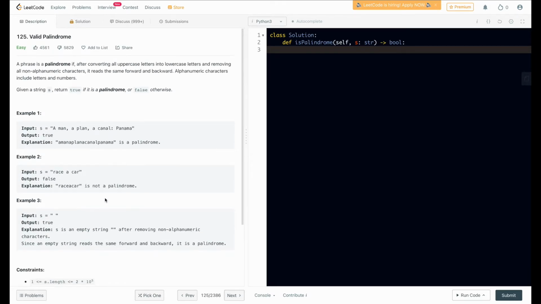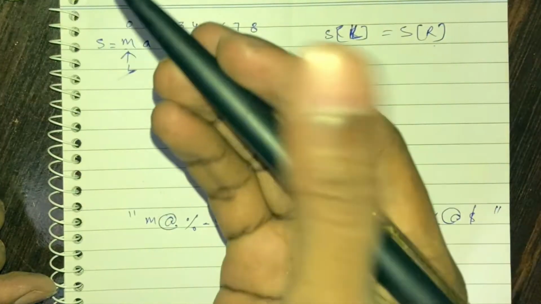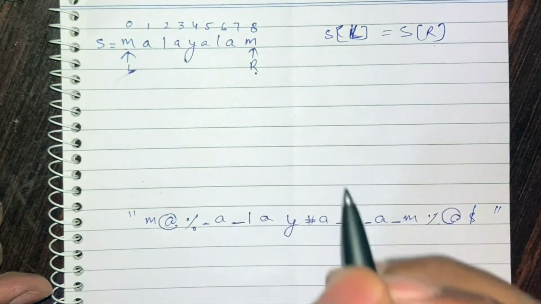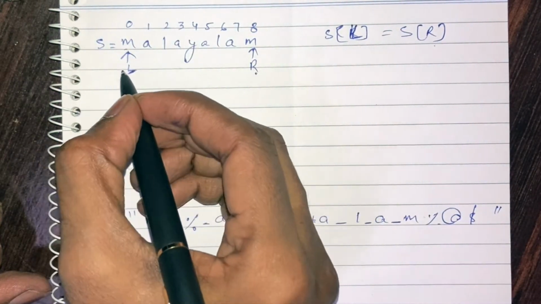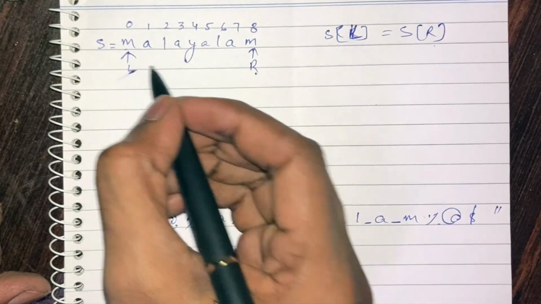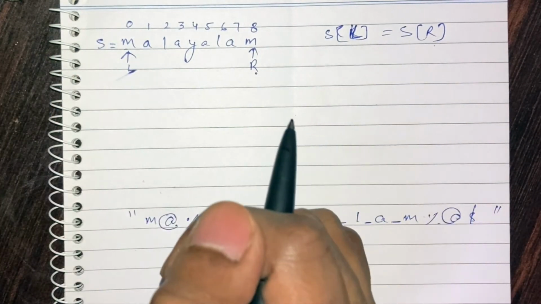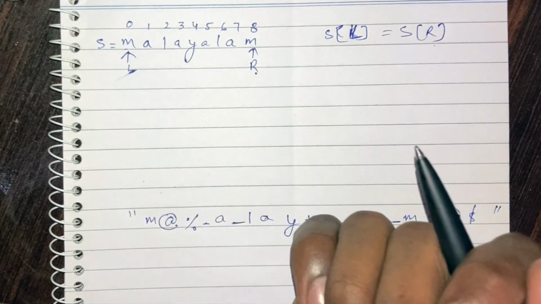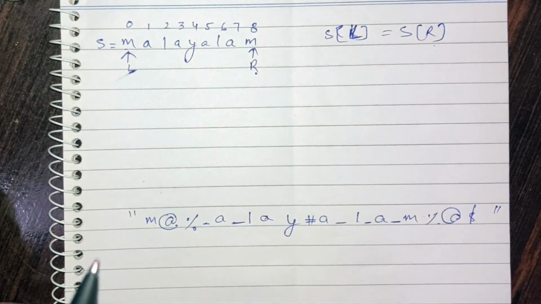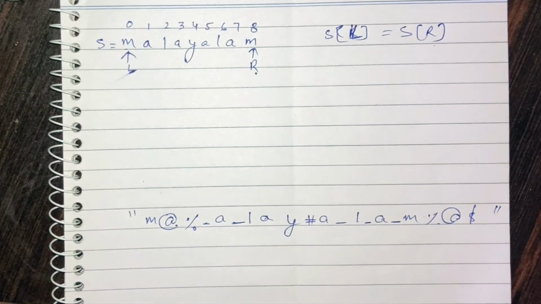So let's see how we can solve this problem. If we forget about the problem and take a simple string S and see how we check if a given string is a palindrome or not. It doesn't have any special characters or non-alphanumeric characters, just lowercase characters, so we have to check if the string is a palindrome or not.